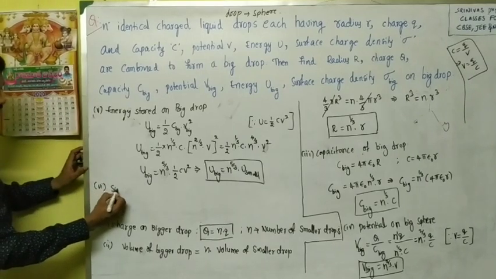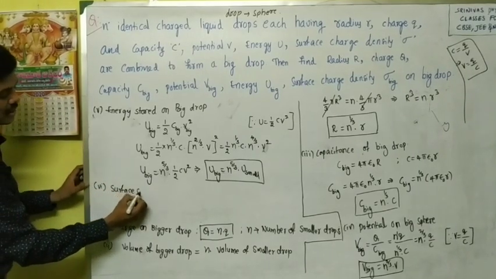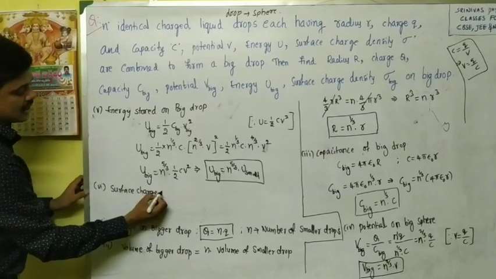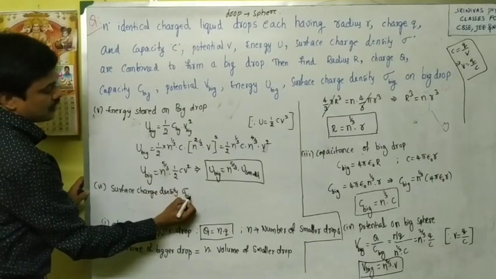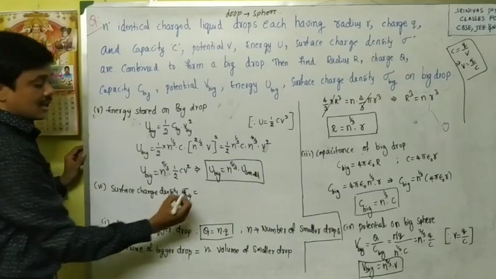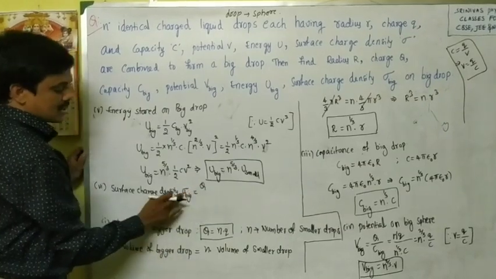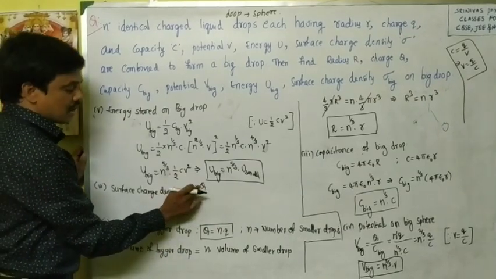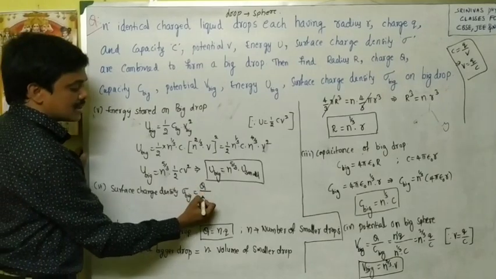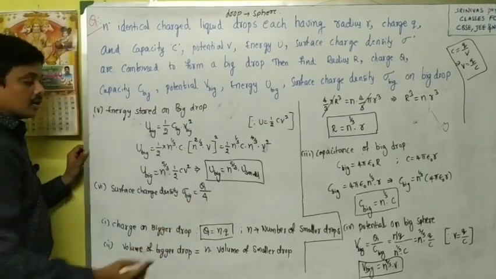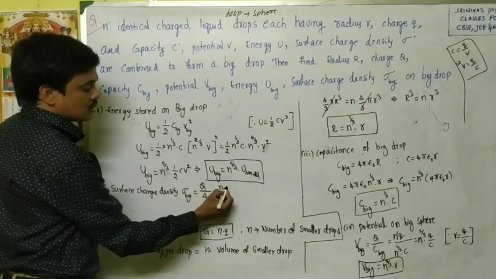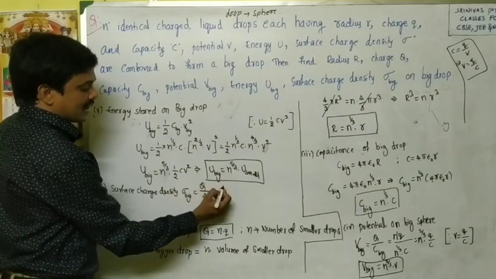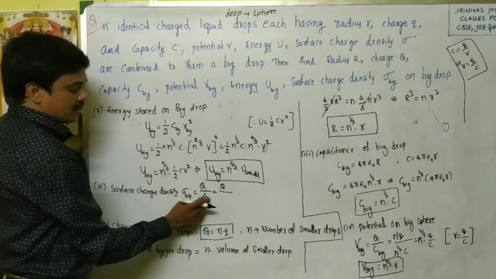And surface charge density on the bigger drop. What is the surface charge density on the bigger drop? The surface charge density formula is charge by surface area. That's why we have to take the charge on the bigger drop by the surface area of the bigger drop. Now capital Q we write as small n into small q, but what is the surface area of the bigger drop?